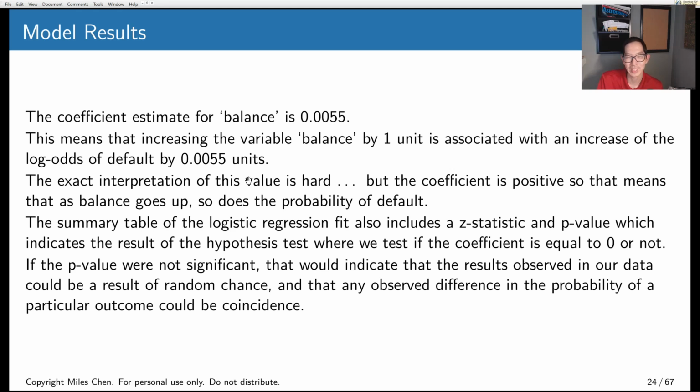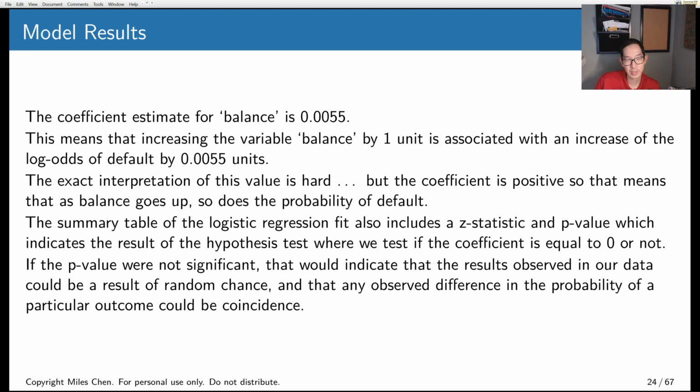Okay, the exact interpretation of this value, 0.0055, is kind of hard, but one thing to note is that this coefficient is positive. So what that means is that as the balance goes up, the probability of default also goes up because it is positive, right? If it were negative, we would say as x goes up, the probability of y decreases.